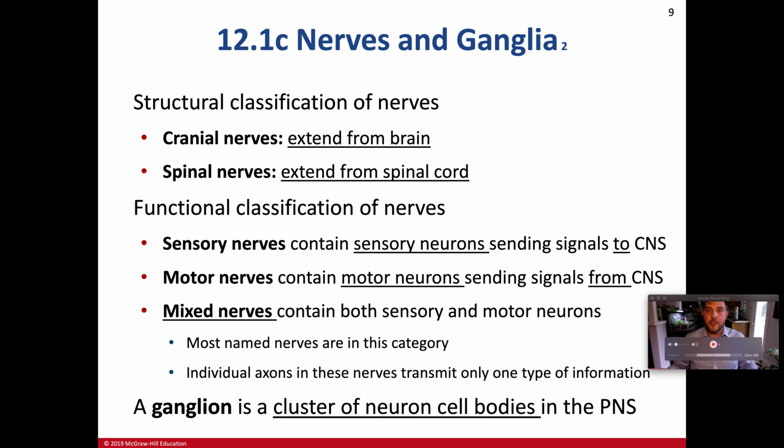There are also mixed nerves, and really most of the named nerves that you have heard of are mixed nerves. They contain both sensory and motor neurons.